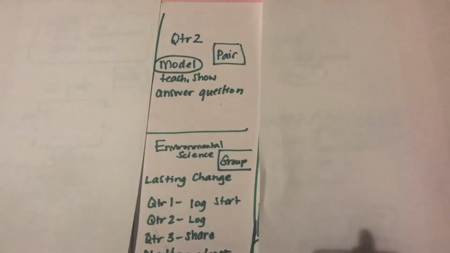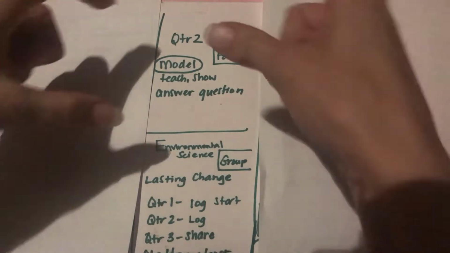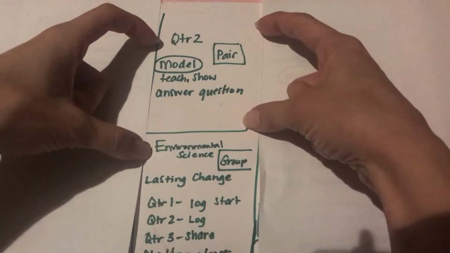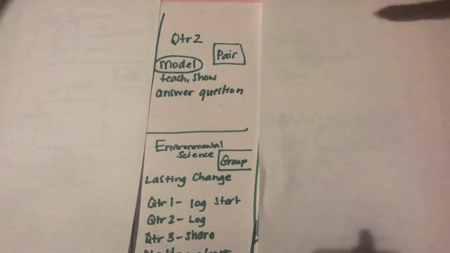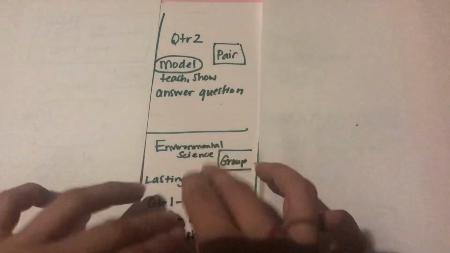For quarter 2, you're going to do pairs. You're going to be making models where you're going to teach, show, answer questions, and they're going to be engineering. You're going to have some different things that you can pick from, but you are going to work together on this. They do need to be heavily into the whole engineering and being able to express some sort of concept.